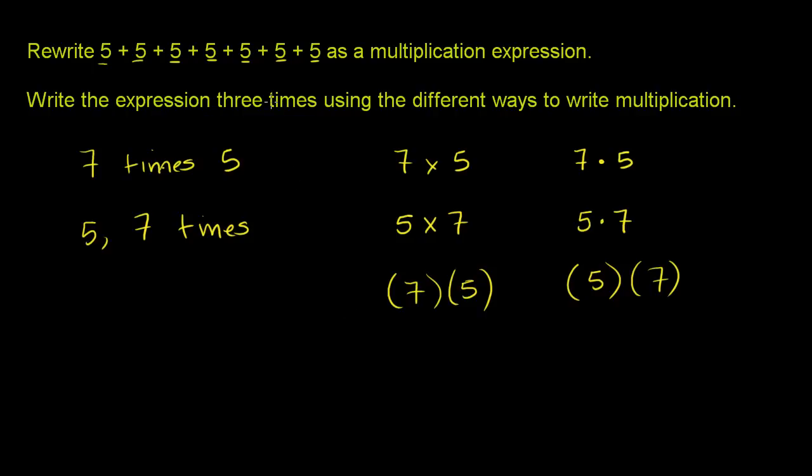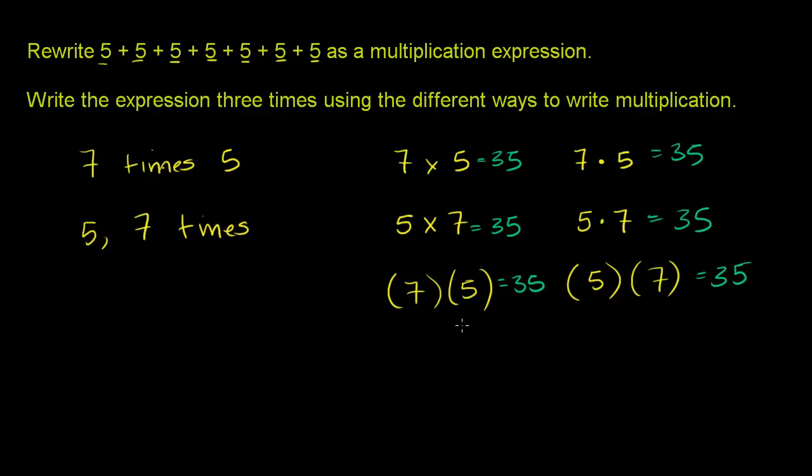And since we've worked with it so much, let's just figure out the answer. So if we add up 5 to itself 7 times, what do we get? Well, 5 plus 5 is 10. 10 plus 5 is 15. Plus 5 is 20. Plus 5 is 25. Plus 5 is 30. Plus 5 is 35. So all of these evaluate to 35. Just so you see that they're the same thing. These are all equivalent to 35.